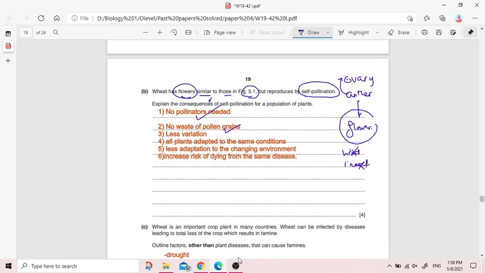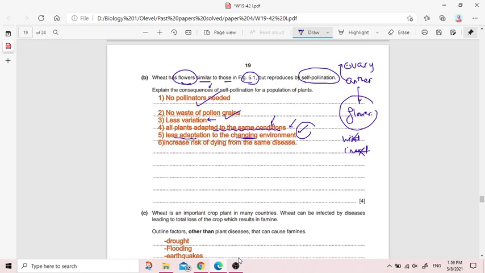However, self-pollination gives less variation. Less variation has two consequences. The offspring will all look similar. When they are all similar, they are adapted to the same conditions. However, if the environment changes, they will not be able to adapt. So all plants are adapted to the same conditions where they are found, and there is less adaptation to a changing environment. If the environment changes, they will not be able to cope. The last thing: when they are all the same, there is an increased risk of dying from the same disease. The disease may spread and kill all the plants available.